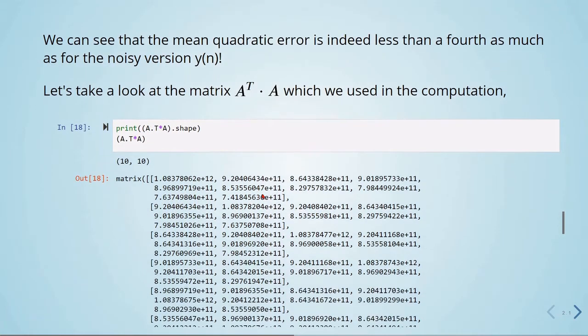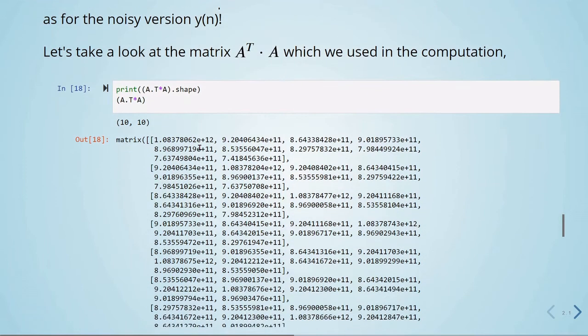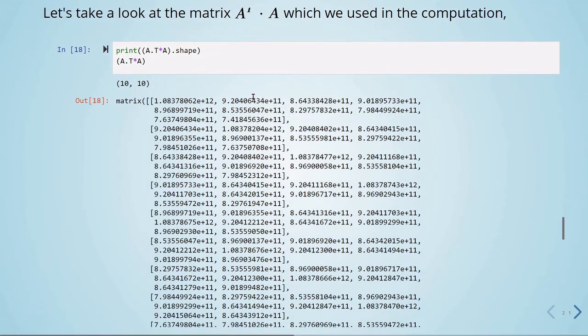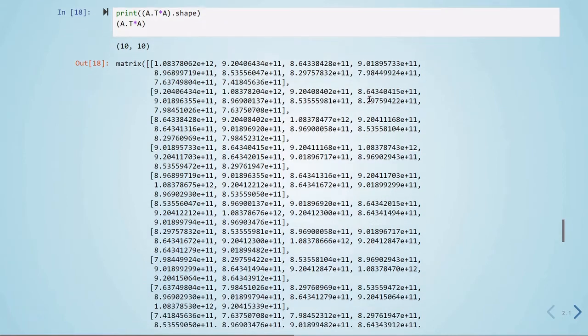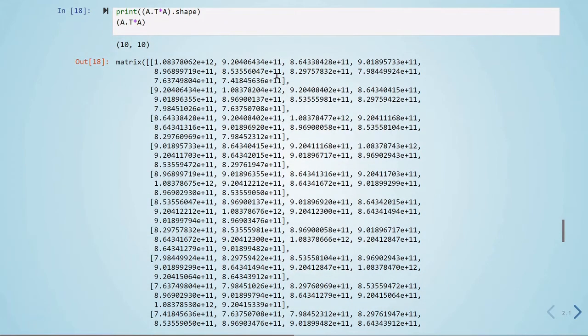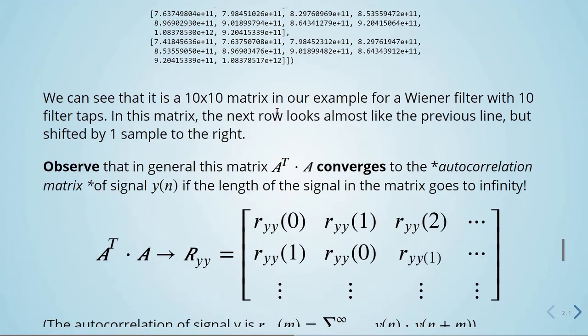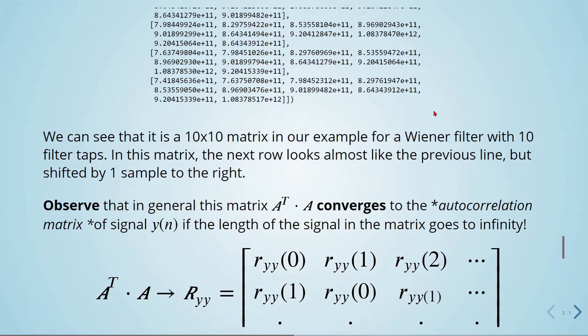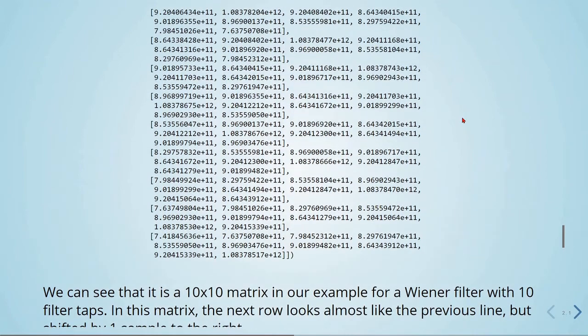And we can also take a look at our matrix A transpose times A, which we used in the computation. It has a shape of 10 by 10. So it's a 10 by 10 matrix, which corresponds to a Wiener filter with 10 filter taps. And in this matrix, the next row looks almost like the previous row, but shifted by 1 sample to the right.